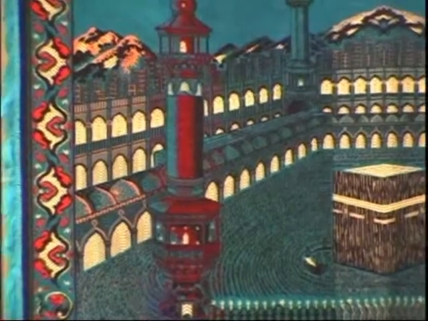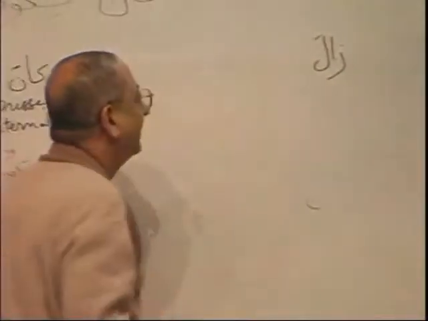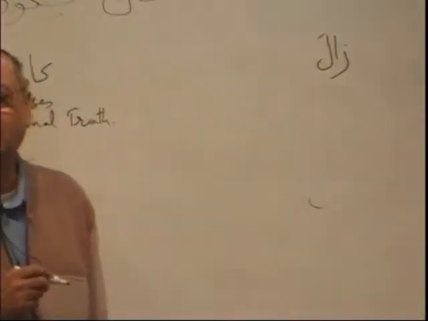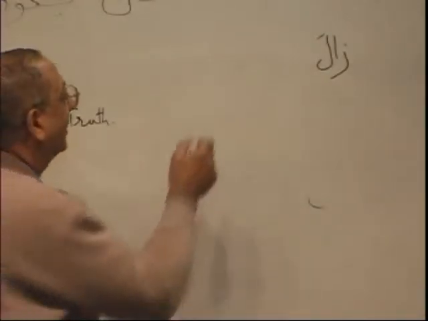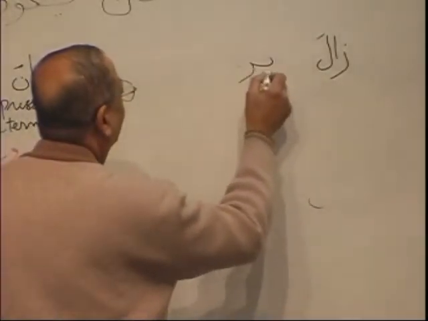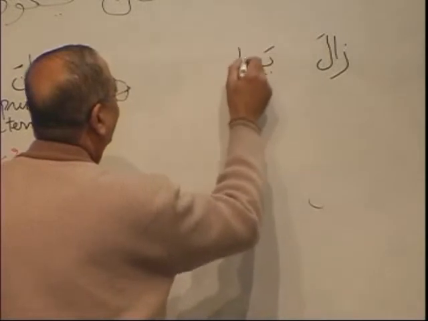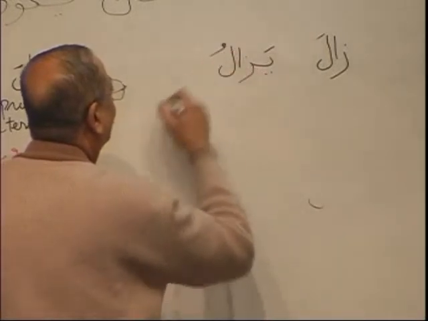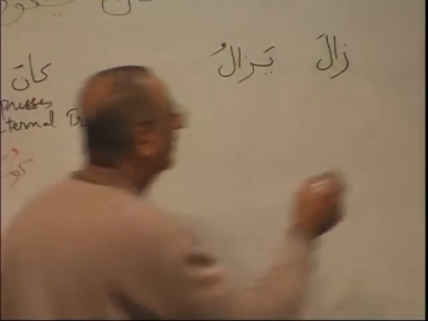Zala. This is also ajwaf, but it is a little trickier than the rest. Okay? Zala, what is the mudari? Yazalu. Brother, what happened? I can't see any ya or waw. I can't see anything. I give you one more example.